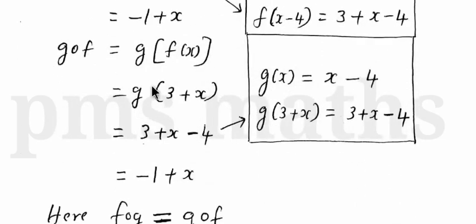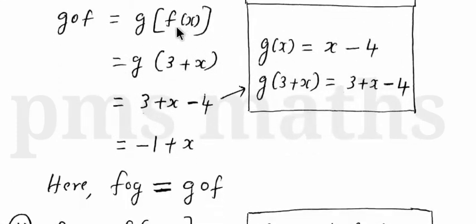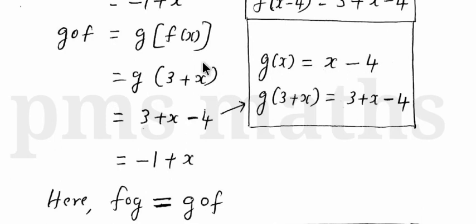Then find out g of f. g of f is nothing but g of bracket, where f is f of x. Then substitute the value of f of x. What's the value of f of x here? f of x is nothing but 3 plus x. That value can be taken here instead of f of x. Now this is nothing but g of 3 plus x. g of 3 plus x is nothing but 3 plus x minus 4. What's the reason? Here g of x is x minus 4. Therefore, here we want g of 3 plus x, that means instead of x, we substitute 3 plus x. Then put this minus 4.